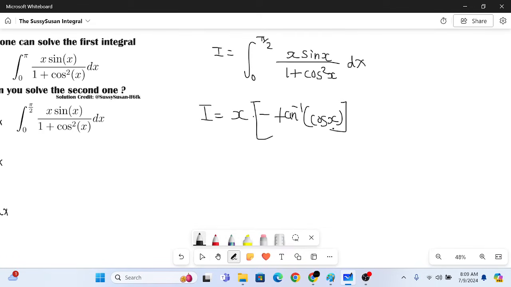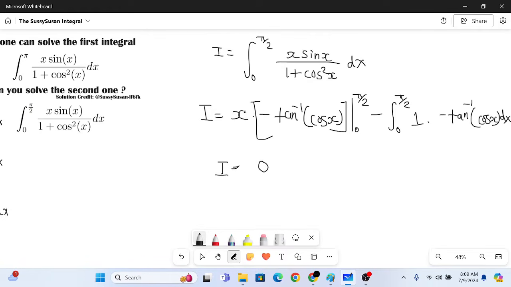And now this goes from 0 to pi by 2, minus, over here we have the integral from 0 to pi by 2, the derivative of x is just 1, and this other thing is again minus tan inverse cos x dx. Now at pi by 2, cos of pi by 2 is 0, so tan inverse of that is also 0, so pi by 2 times 0 will just be 0.